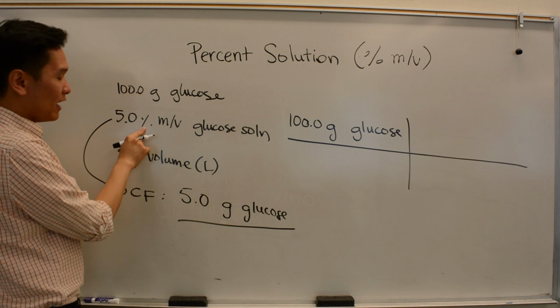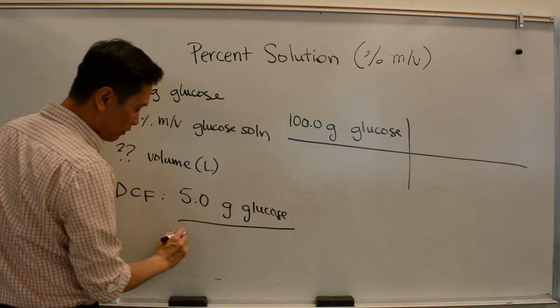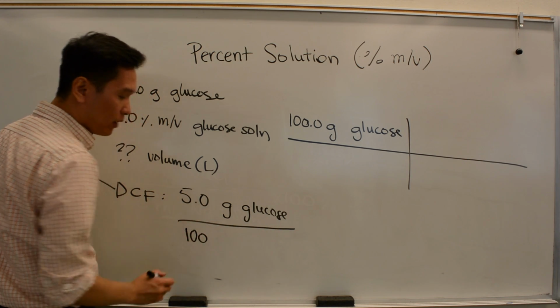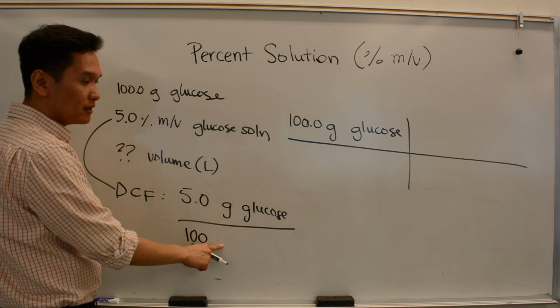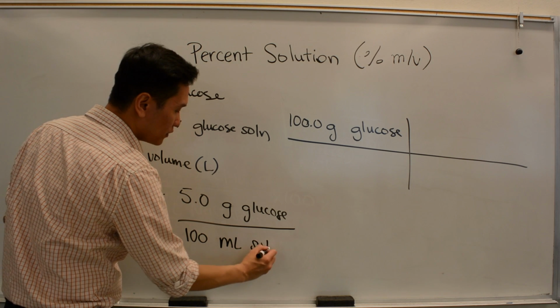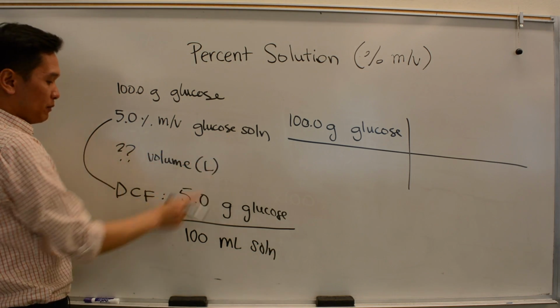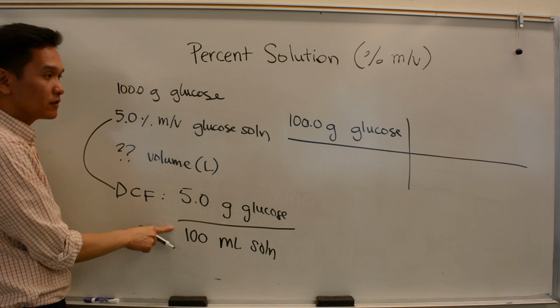Percent. Again, think of how percent is translated. Per means line, cent means 100. So per 100, what's my unit? Specifically here, the volume must be in milliliters of solution. So it is very important for you to see this number and be able to write this conversion factor.